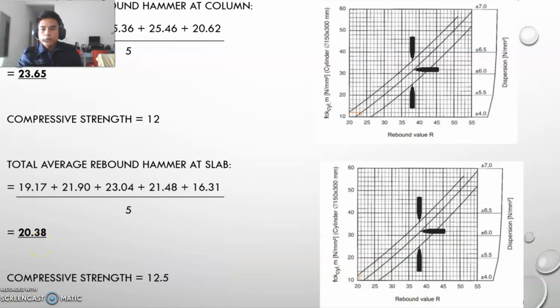This is total average rebound hammer for 5 columns. This is 23.65 and compressive strength. You can see this graph for finding compressive strength. Compressive strength for 5 columns is 12 and this one is total average rebound hammer at 5 slabs. The total average is 20.38 and this is graph for total average for slab and compressive strength we get is 12.5.